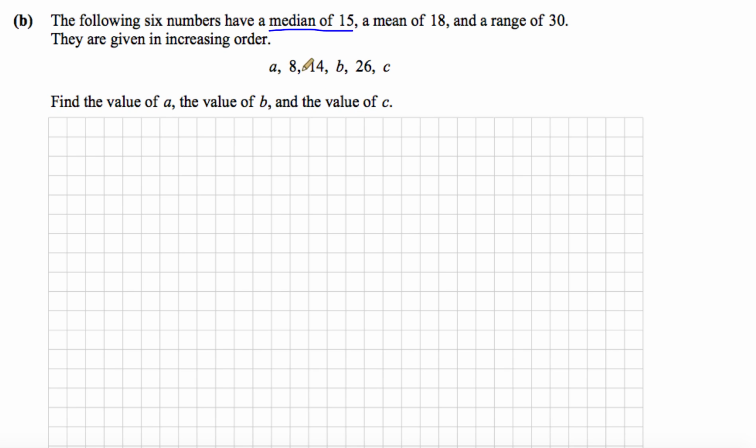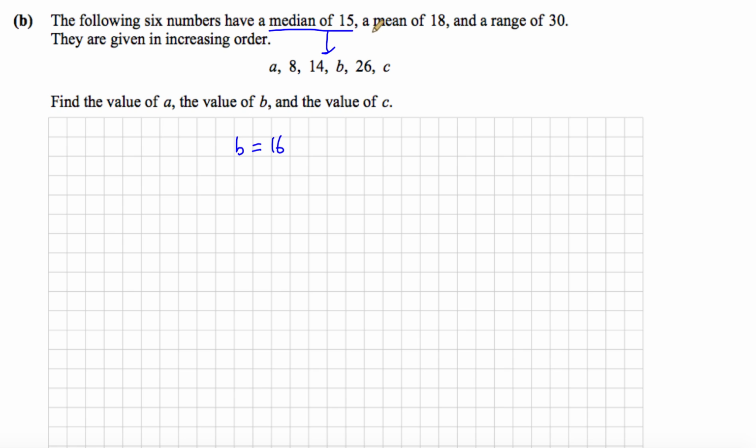Well, this time we have 6 numbers, so the median will be right in the middle here between the third and the fourth. So if the median is 15, the median will be halfway between 14 and B. So 15, if it's halfway between 14 and B, well that means B must be 16, because 15 is halfway between 14 and 16. So there's our value for B. B is 16.